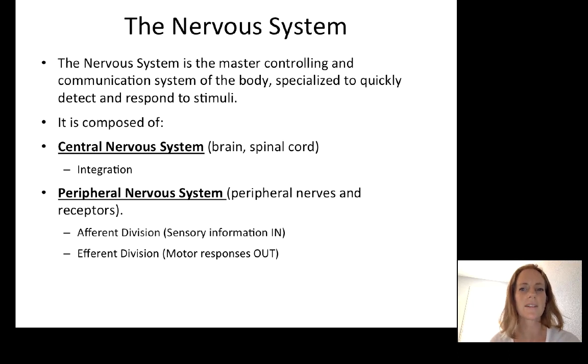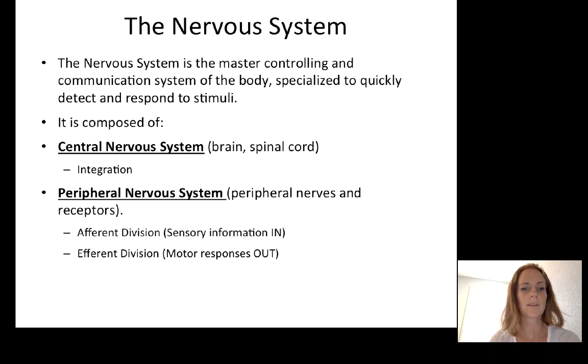So as a reminder, the nervous system is the master controlling and communication system of the body. It is specialized to quickly detect and respond to stimuli. So the sensory physiology is really the detection of the stimuli that the body needs to respond to. The response then will be the actual motor pathways or the motor output, the movement of the muscles, smooth muscle, cardiac muscle, skeletal muscle, in order for the body to respond to what it has sensed.